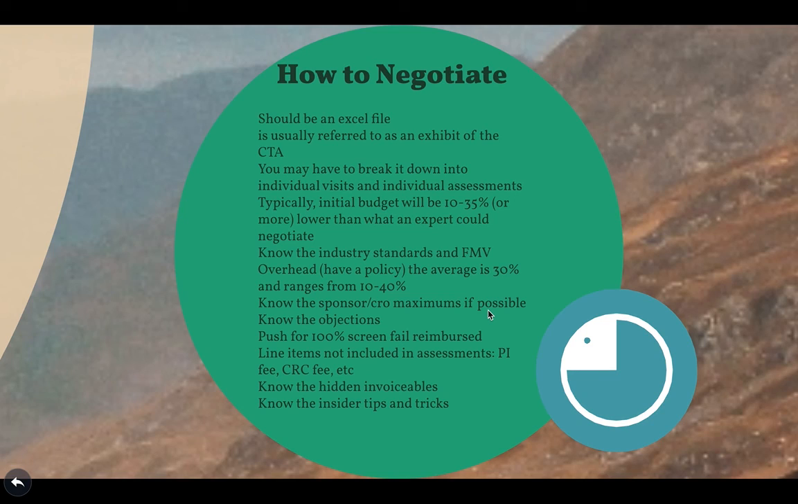Push for 100% screen fail reimbursed. All right. You're not going to get that too often, but yes, do push for it. And this sometimes is in the contract, not the budget, so pay attention to where it's written. Usually they'll pay you a ratio: 3 screen failures for 1 randomized, or the opposite, 1 screen failure for 3 randomized. It depends on the study. Okay. Yeah. Your goal is to push for 100% reimbursed.